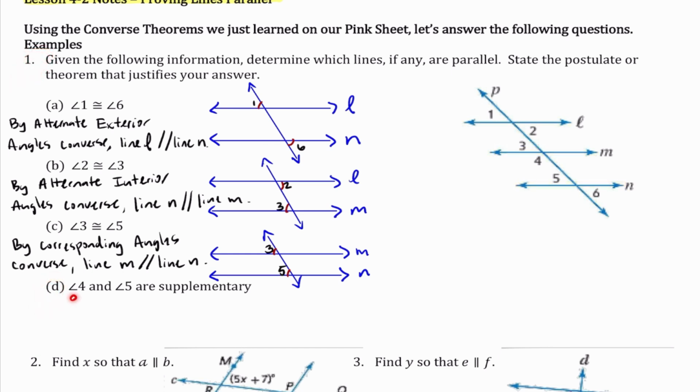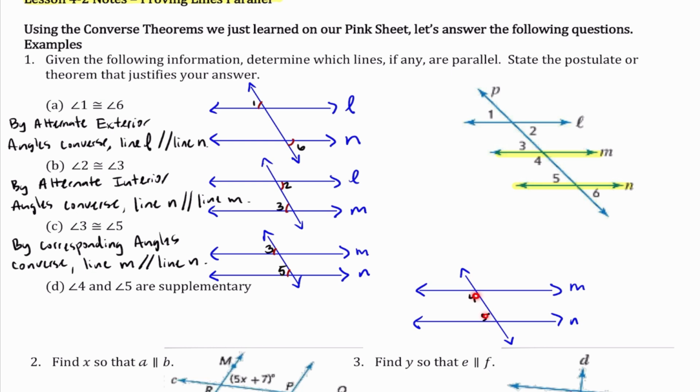1D. Angle 4 and angle 5 are supplementary. Here's angle 4, which is part of line M, and angle 5 is part of line N. So I'm going to draw the two lines cut by a transversal. Here's angle 4. Here's angle 5.